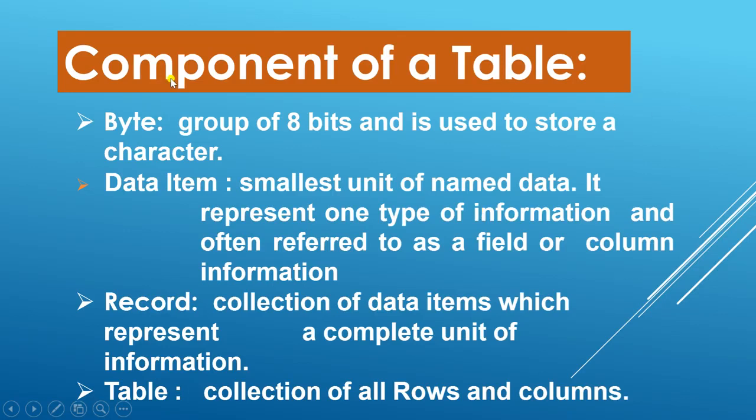Now components of a table. First is a byte. What is a byte? It is a group of 8 bits and is used to store a character. Next is data item. A data item is the smallest unit of named data. It represents one type of information and is often referred to as a field or column information. What is a record? It is a collection of data items which represents a complete unit of information. Next is table. A table is a collection of all rows and columns.